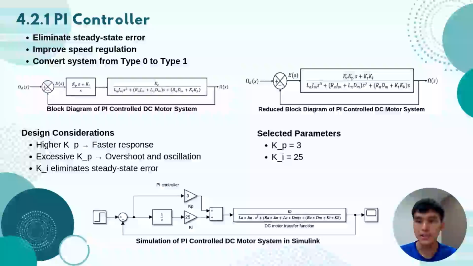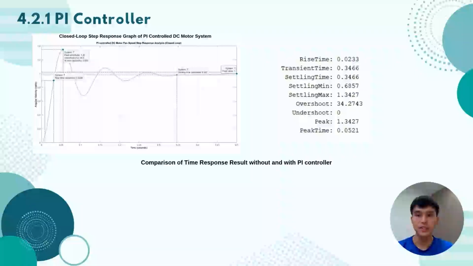On your left-hand side, you can see the block diagram of the PI-controlled DC motor system, and on the right is the reduced block diagram of the PI-controlled DC motor system. At the bottom is a simulation of the PI-controlled DC motor system in Simulink of MATLAB. On the left is the closed-loop step response graph of the PI-controlled DC motor system. On the right is the result obtained from the graph by using MATLAB coding.